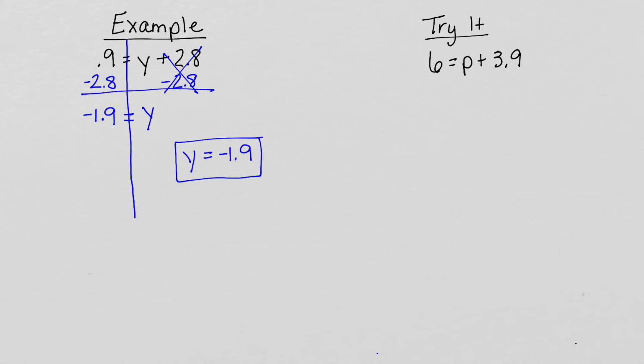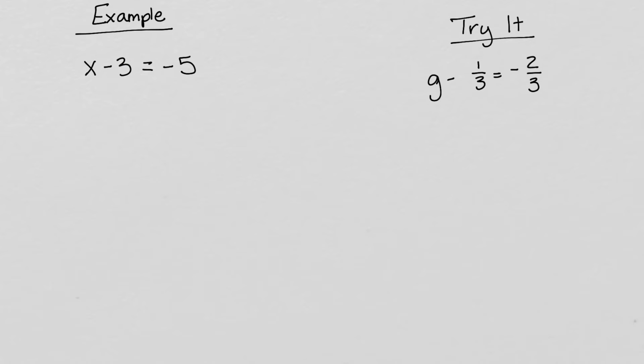Okay, next example, I have x minus 3 equals negative 5. So this time, here's my variable x. It has a minus 3 on the same side, and I need to get rid of that minus 3. Well, it's subtraction, and the inverse of subtraction is addition, so I'm going to add 3 to both sides. And again, if you want to make sure you're doing it on both sides, draw that line if you want. You do not have to do that.